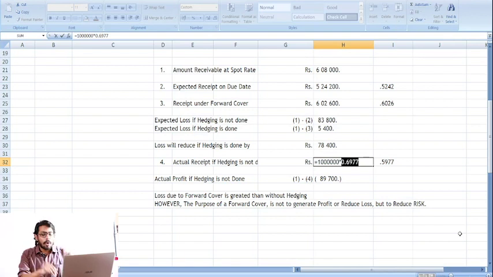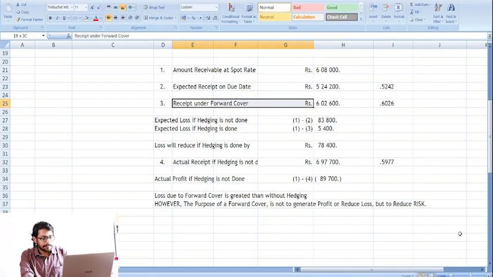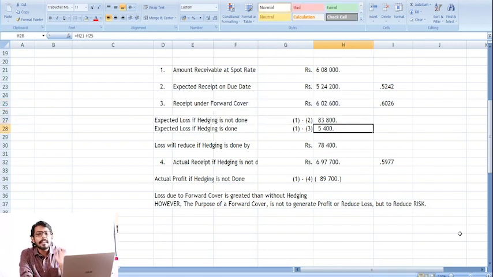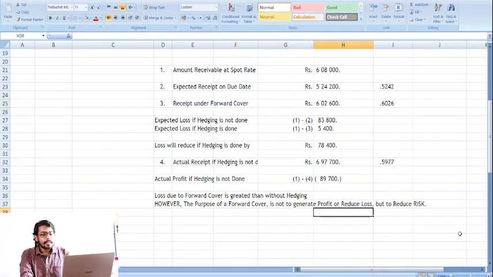That risk you want to avoid by ascertaining that you will receive 6,02,600 on the due date. On the due date, you are going to receive 6,02,600 and your exchange loss will only be rupees 5,400. That guarantee you want. That is the purpose of a forward cover. Okay, so the purpose of forward cover is to reduce the risk.